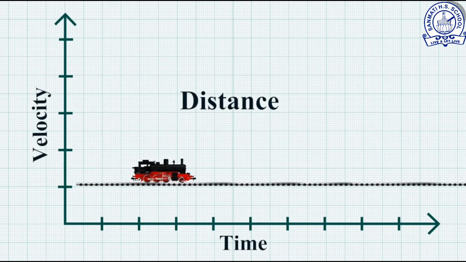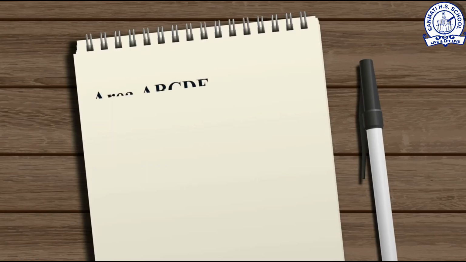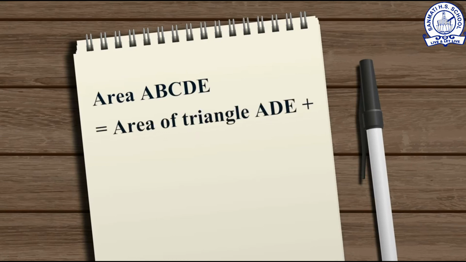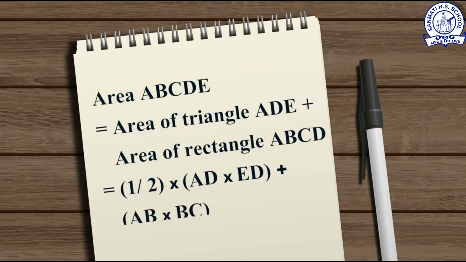We can also calculate the distance covered by the train from the velocity time graph. To calculate the distance travelled by the train in a certain time interval, we have to calculate the area of ABCDE under the velocity time graph. Area ABCDE is equal to area of triangle ADE plus area of rectangle ABCD, which is equal to 1 upon 2 multiplied by AD multiplied by ED plus AB multiplied by BC.